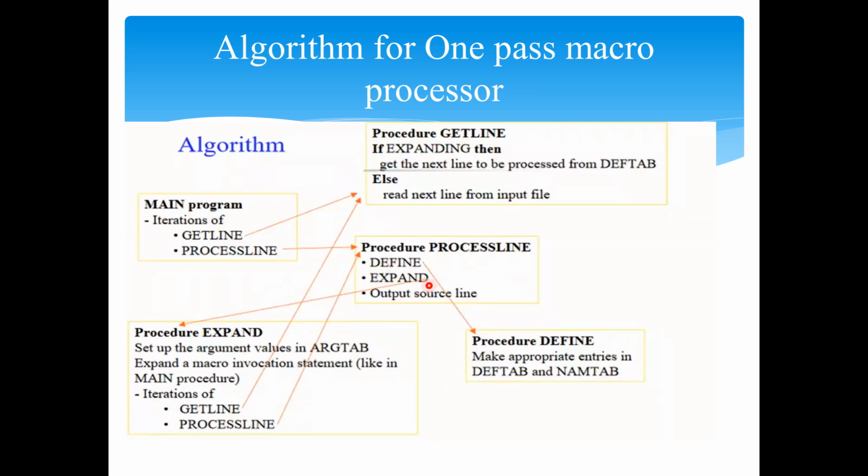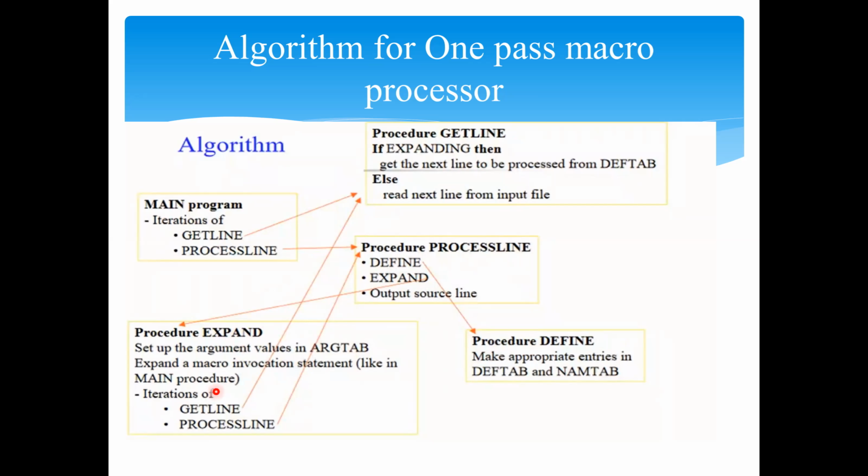Or if it's a macro expansion, you will call the procedure expand. So what happens in define is, in the procedure define only, you are creating the definition table and name table. And in expansion, you create the argument table. And each macro invocation statement is expanded.